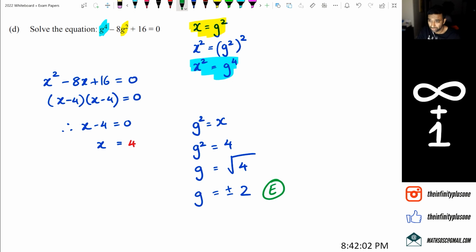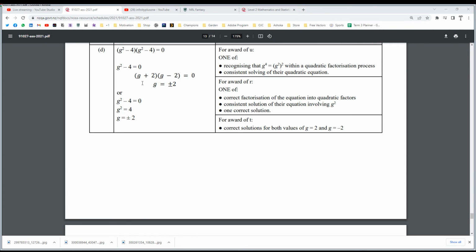I'm going to show you guys the answer schedule, because they actually did it with g squared itself, and we did it with a bit of a substitution there, and that's okay. So here they talk about recognizing the g for g squared within a quadratic factor. So that's an achieved. So if you manage to substitute it, you get an achieved. Correct factorization into quadratic factors, consistent solution. So again, remember, if you just put down g equals 2, that's only one correct solution. So that's why it's really important to put that plus or minus to get your full grade.